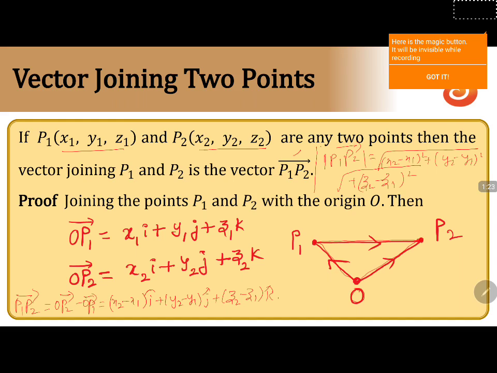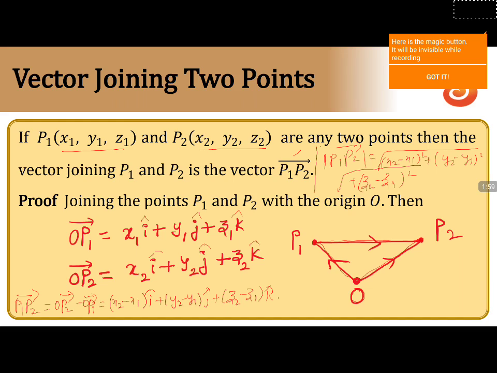Now, we'll write the P1 point in the vector form. That is, the vector OP1 is equal to x1 i cap plus y1 j cap plus z1 k cap. Similarly, the point P2 in the vectorial form we'll write as x2 i cap plus y2 j cap plus z2 k cap.